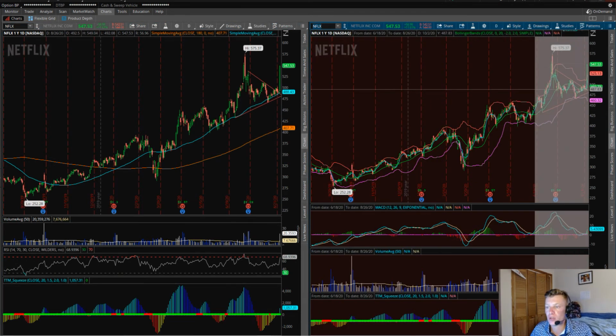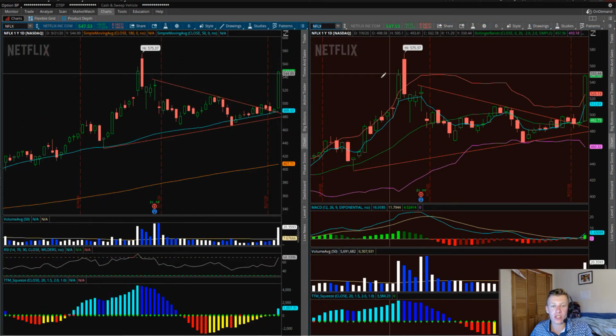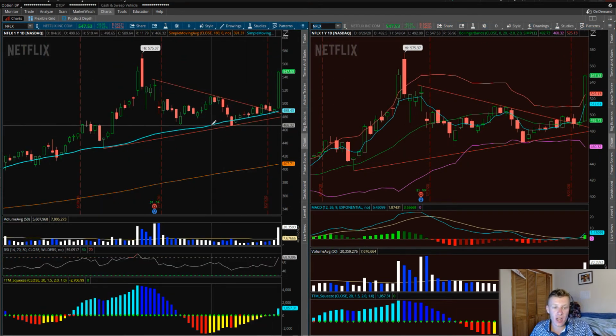Nflx was another great squeeze setup on the daily chart. Similar setup, holding this 50 SMA and holding above the breakout trend line. And then obviously we got that giant pop today going from 490 up to 550. So typically, this was an awesome setup.